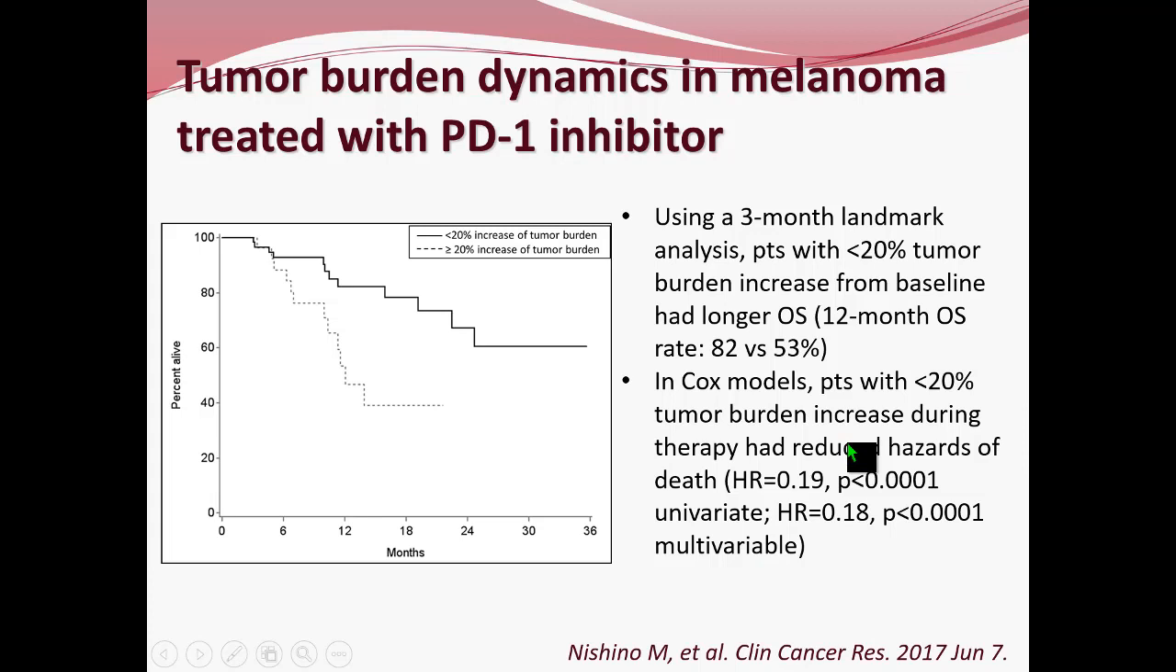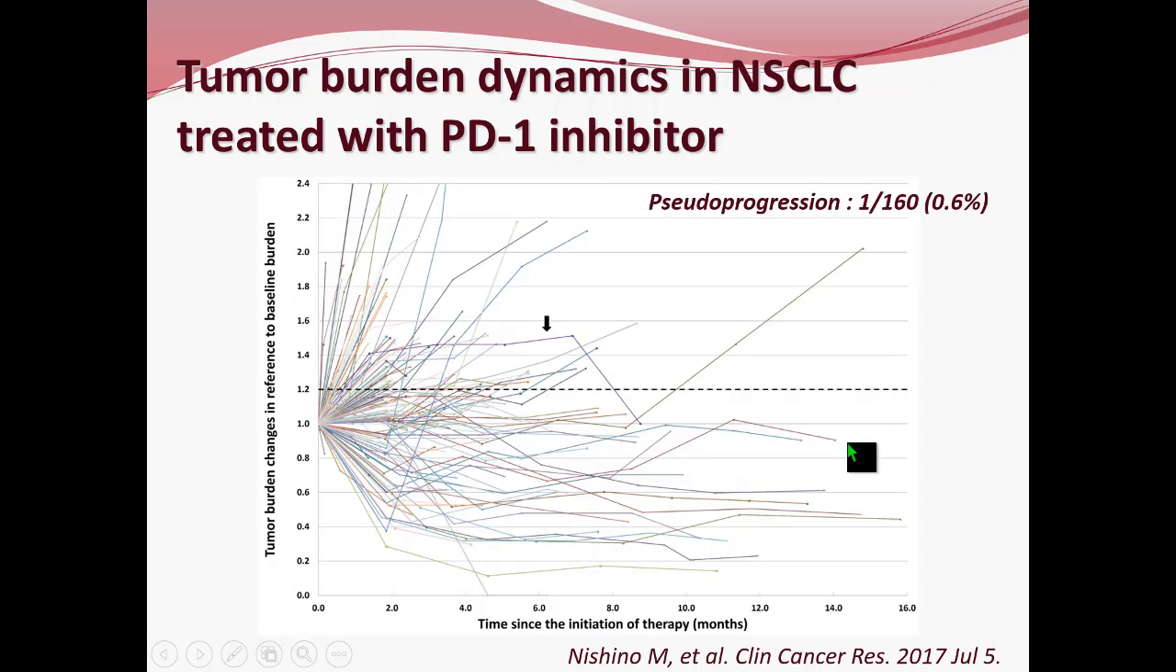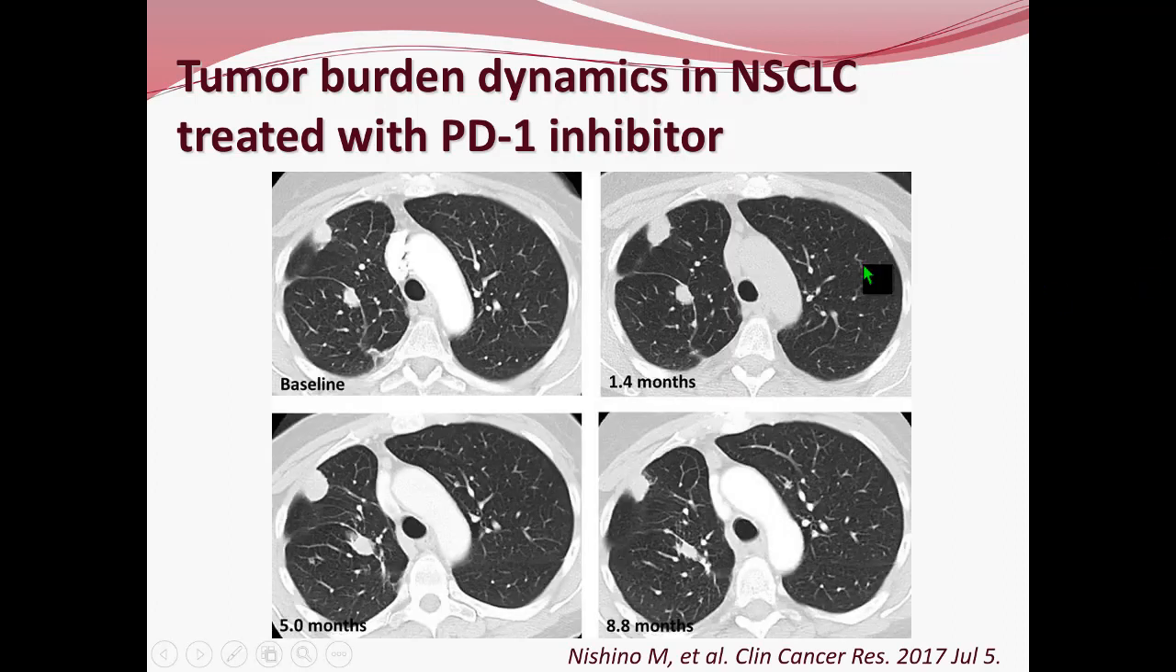And we're trying to validate this finding as well as testing this in different tumor types, such as lung cancer. So this is a spider plot of 160 patients of lung cancer treated with PD-1 inhibitor. There's one case of pseudoprogression, 1 out of 160, which is less than 1%. So pseudoprogression is very uncommon in lung cancer, at least treated with PD-1 monotherapy. It's very important to note that.